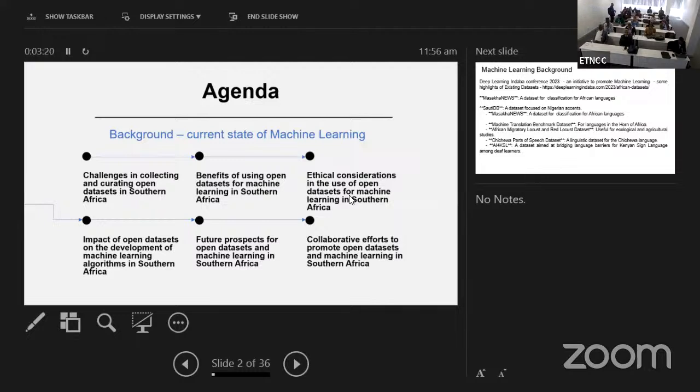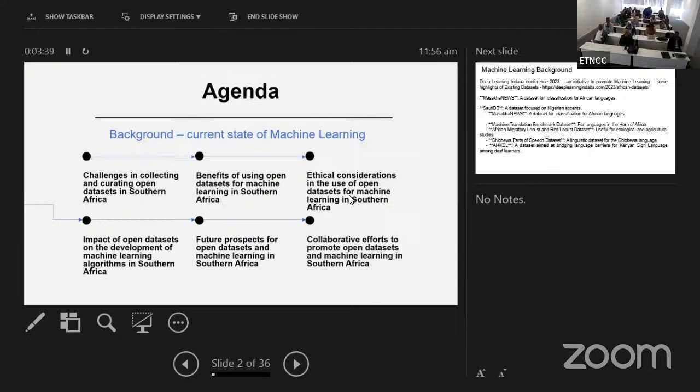Once I start moving, I'll move faster. I'll skip some slides. There are too many, but the whole purpose is to give you an understanding of the importance of having data sets which the region can rely on.